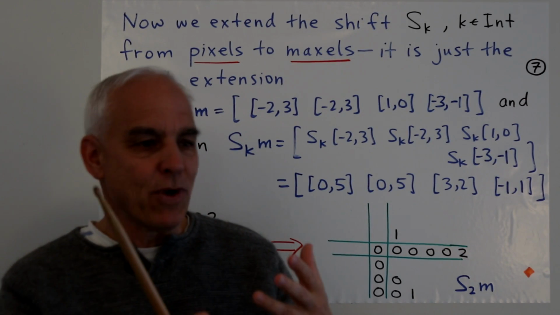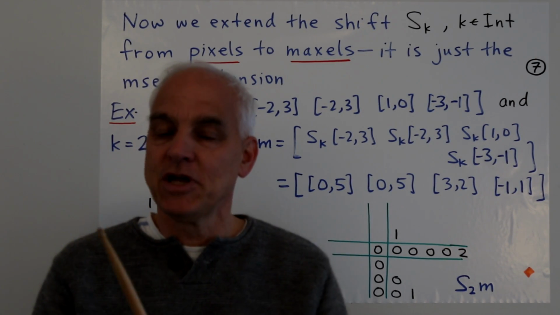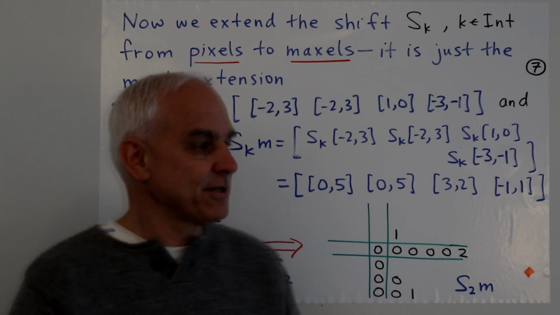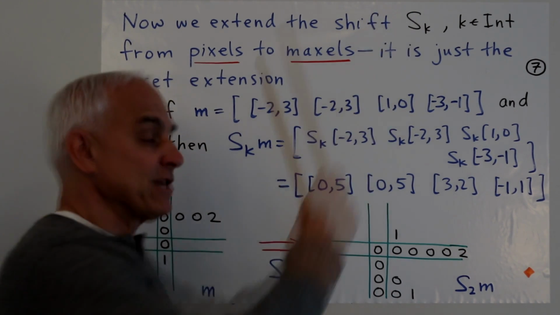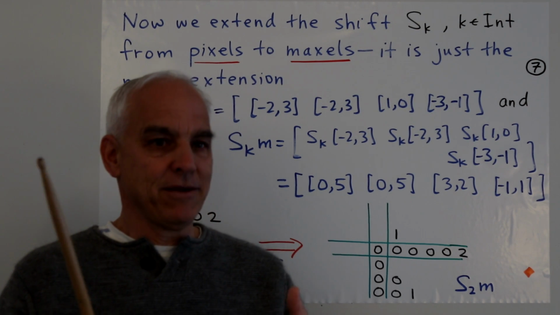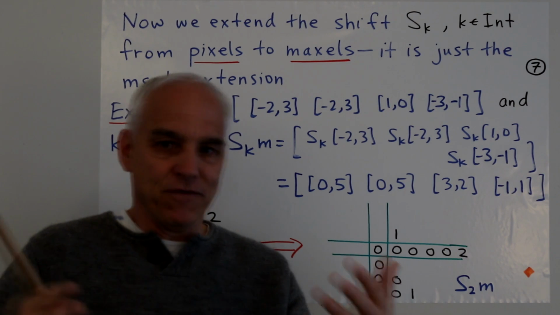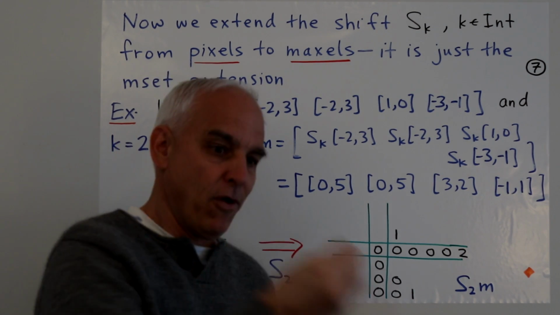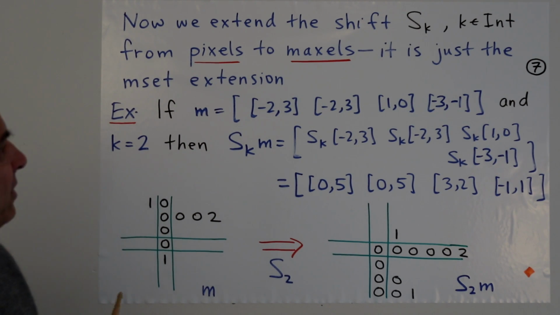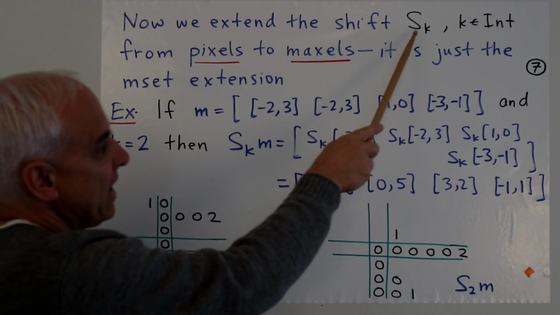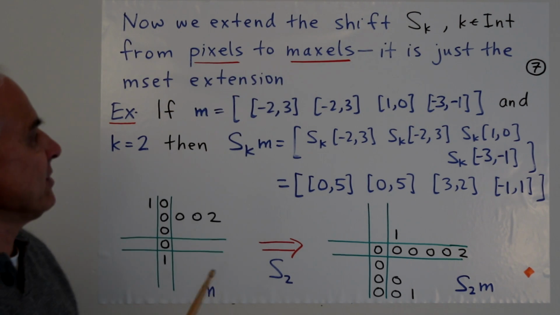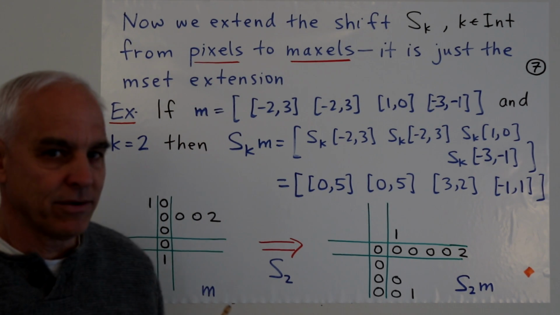So generally speaking, once we've defined something for pixels, we want to extend that to maxels, which are just m-sets of pixels. We know how to shift pixels, so it follows that we should be able to shift maxels just by doing the m-set version of the shifting, namely shift all the pixels in a given maxel. So we'll define the shift s sub k, k still an integer, now from maxels to maxels, and it's just the m-set extension.